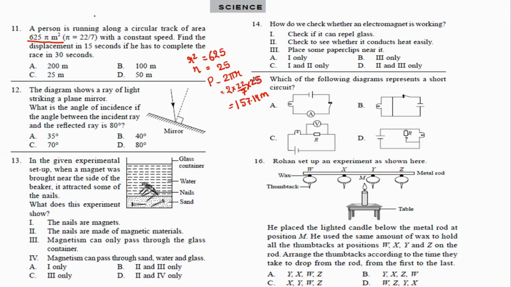As we know, let me write it here. Speed is equal to distance by time, right? We know this. So here we got distance as 157.14. And what is the time that is given? The time is given as 30 seconds, correct? So if you calculate this, it will come as 5.23.